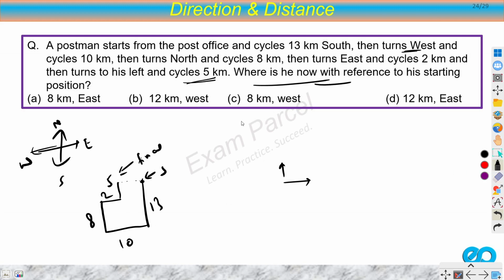So where is he now with reference to his starting position? So start is this, final is this. So what is the direction? If you compare with the start, he is in the west, right? So direction is west. Now we are concerned with the distance.